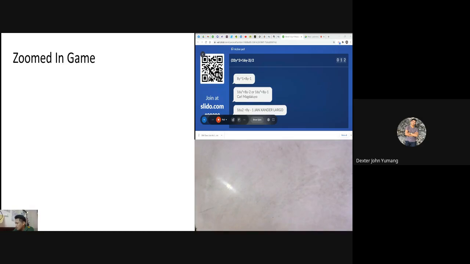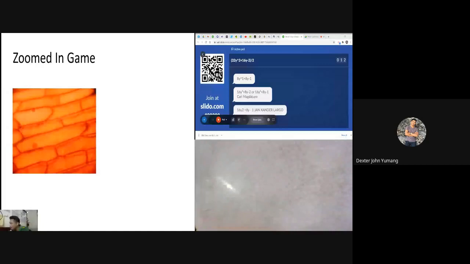Ibig sabihin ng zoomed in, naka-zoom in yung pictures. Puhulaan nyo by typing on the chat box. Type lang po. Bawal po gamitin ang mic. Type lamang po. So hulaan nyo kung anong picture ito. Okay, let's start. What is that? Anong object yan? Okay, type your answer in the chat box, please. Guess that picture.